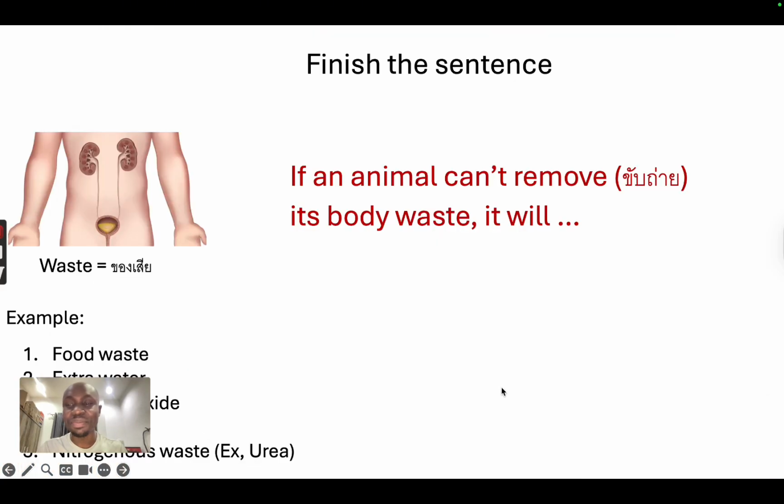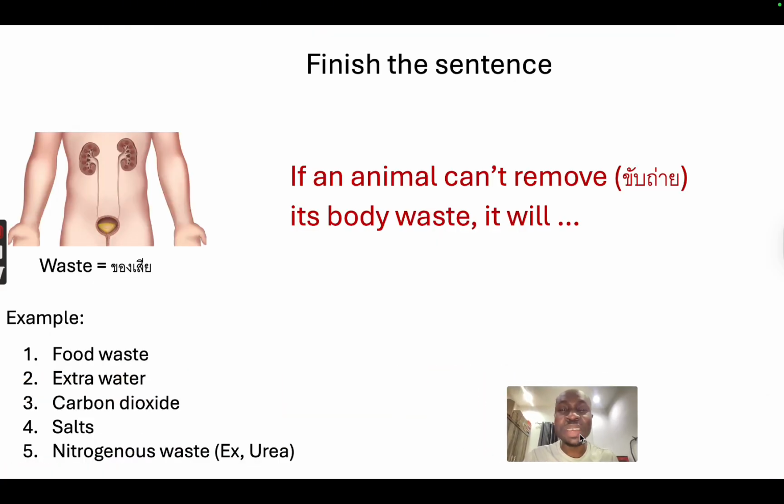Let's start. So what are some examples of waste in the body? We have food waste. Water can be waste. Okay, if you have too much water in the body, the extra water can become waste. Carbon dioxide, salt, urea, or nitrogenous waste.